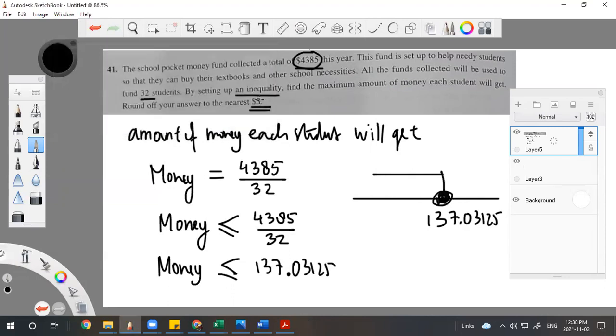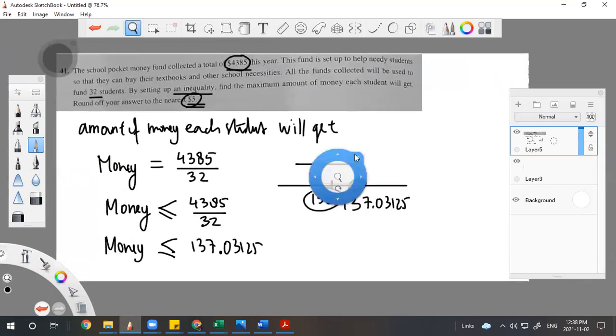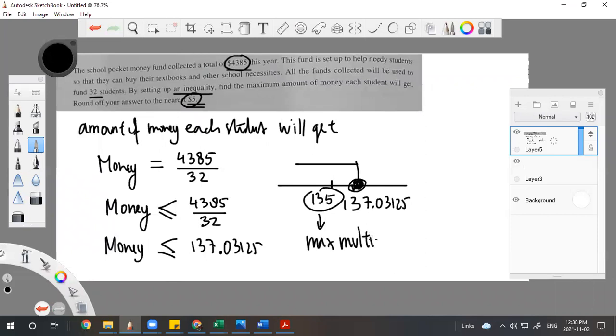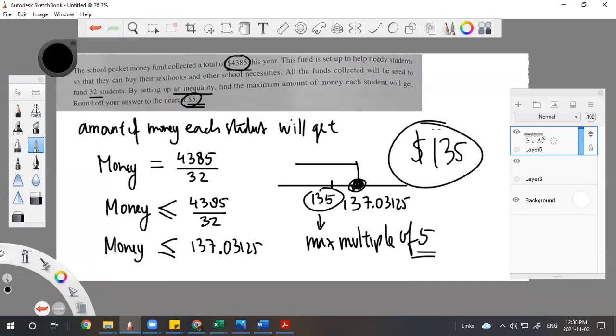Tapi dia maunya nearest 5. Berarti dia harus di mana? 135, guys. Itu yang paling dekat, ya. So the answer will be 135 because this is the maximum multiple of 5. Ya, jadi jawabannya $135. Each student will get. Banyak ya, lumayan.